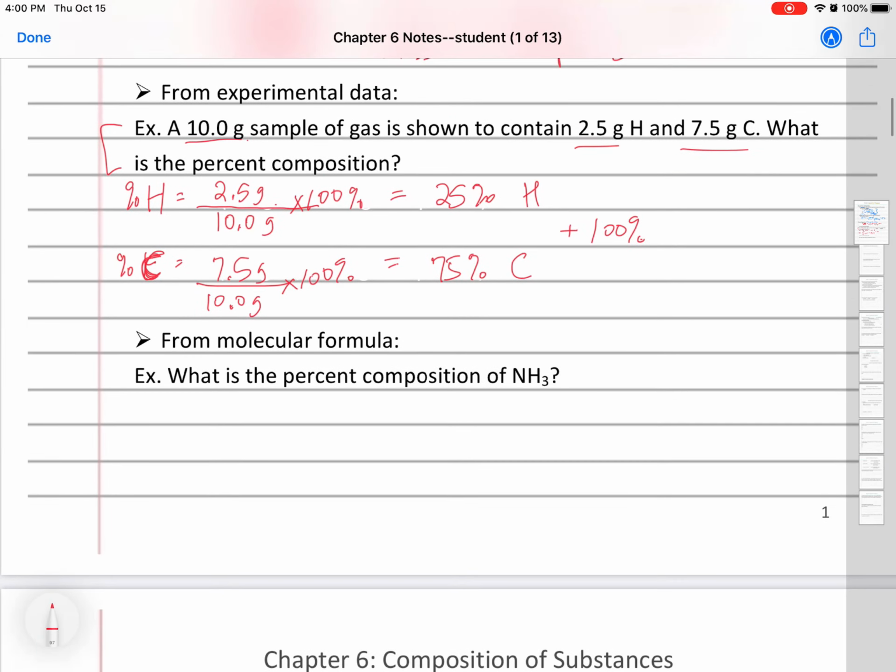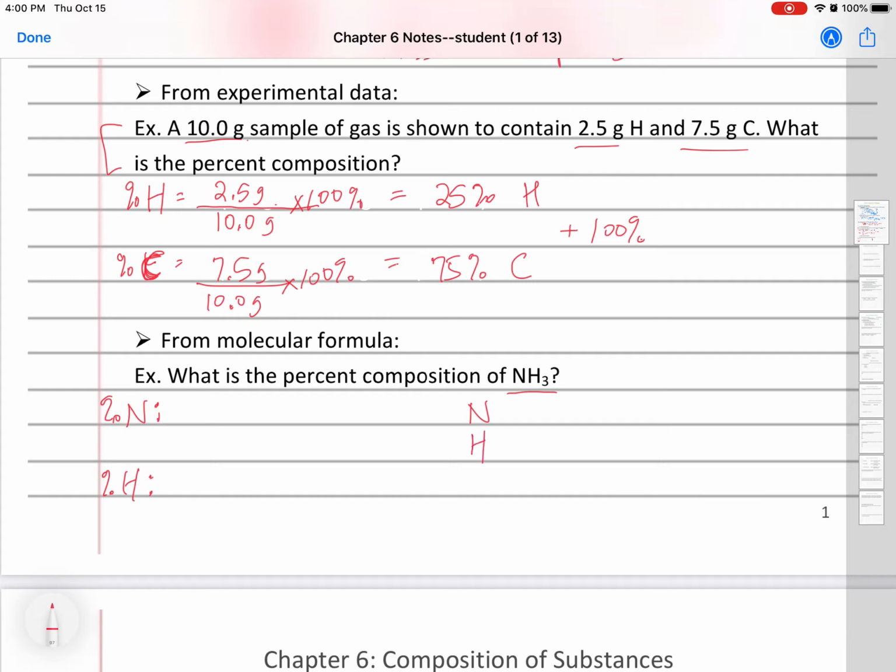All right, so we can also figure out the percent composition if we are given the molecular formula of something. So for example, what is the percent composition of NH3? It's asking what is the percent nitrogen and what is the percent hydrogen. In this case, we'll use the periodic table masses. So first, we probably want to figure out the mass of NH3 as a whole.